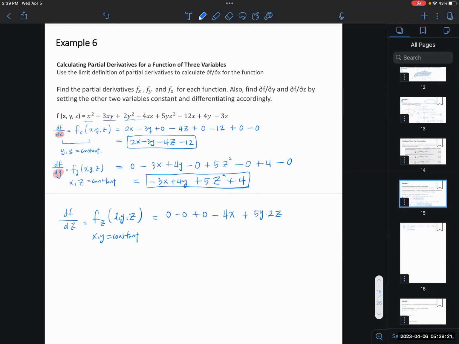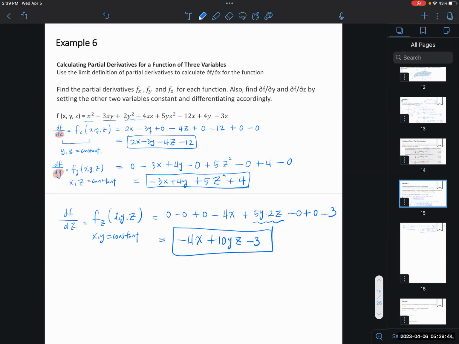The negative 12x will be 0, 4y 0, negative 3 remaining. So negative 4x, I can simplify. 10yz minus 3 is the answer. So it's nothing special. We are just using the same method of the partial derivative.